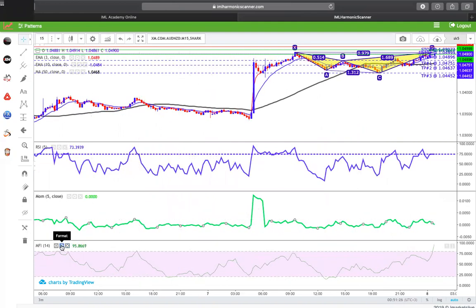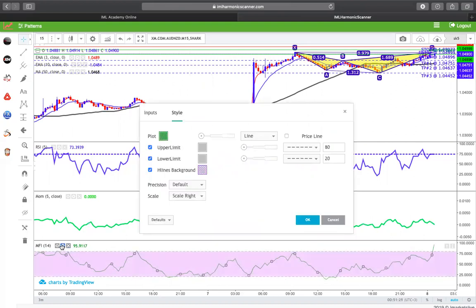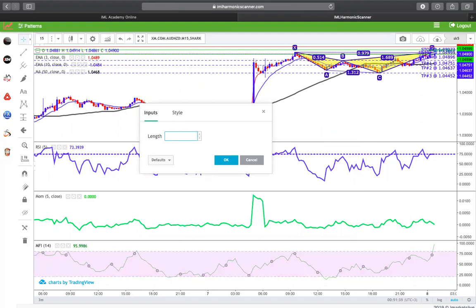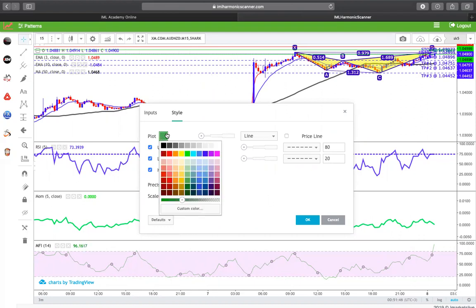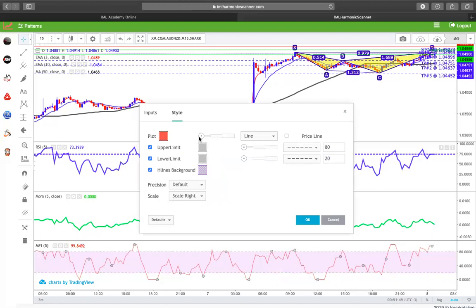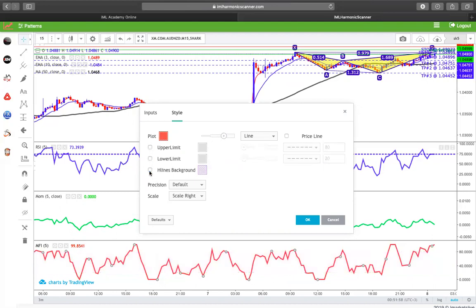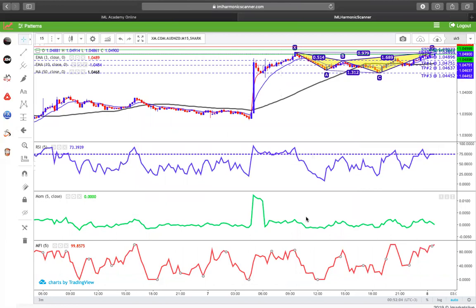And then for the money flow, same thing, length is 5. The style, this is money flow. This money flow I have as green, momentum is red. It doesn't matter, whatever colors you pick, because either way, they all need to be pointing in the same direction. I'll go through that. You uncheck all of these. And then you click OK. Following me so far?